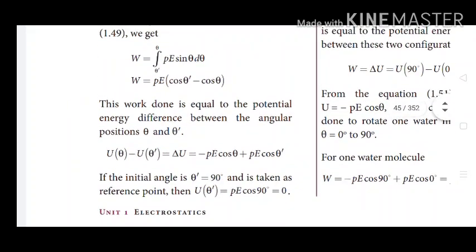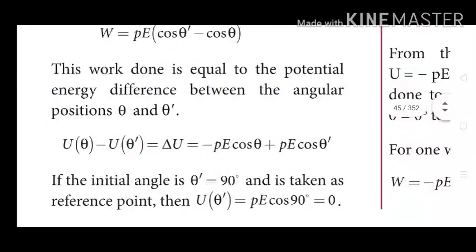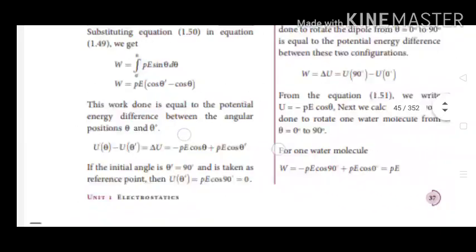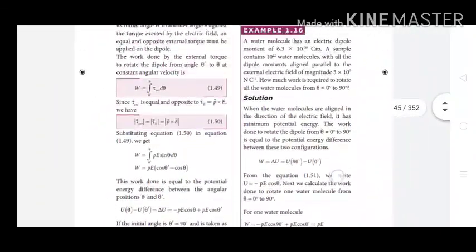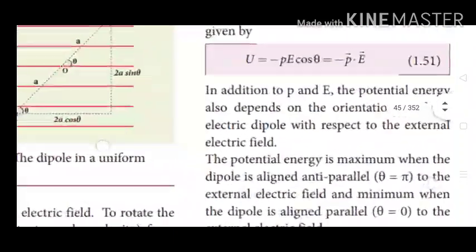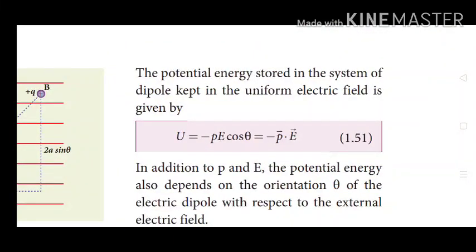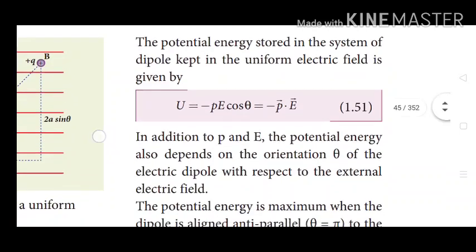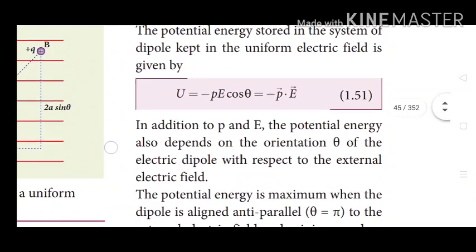The work done is equal to the potential energy difference between the angular positions theta and theta dash. So U theta minus U theta dash is equal to delta U, which is minus P E cos theta plus P E cos theta dash. If the initial angle theta dash equal to 90 degrees is taken as the reference point, then U theta dash is equal to P E cos theta dash, which is 0. Then we get only U theta. That U theta shows the potential energy stored in the system of a dipole kept in the uniform electric field, given by U equal to minus P E cos theta, equal to minus P vector dot E vector.